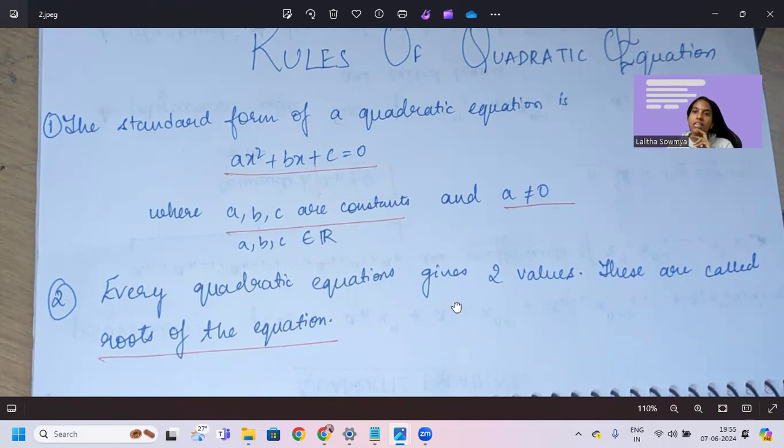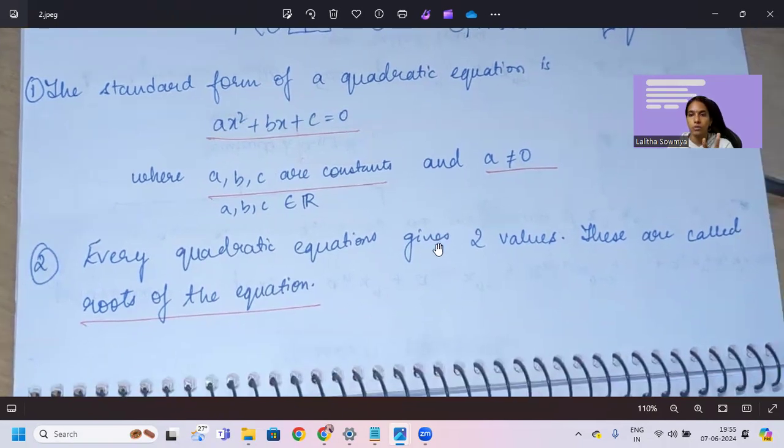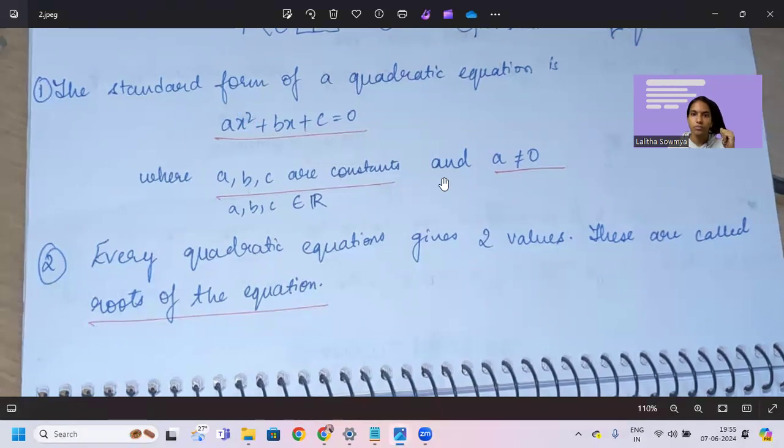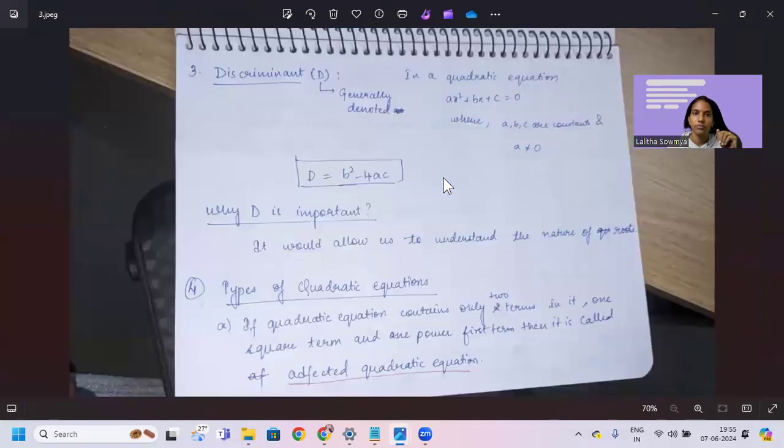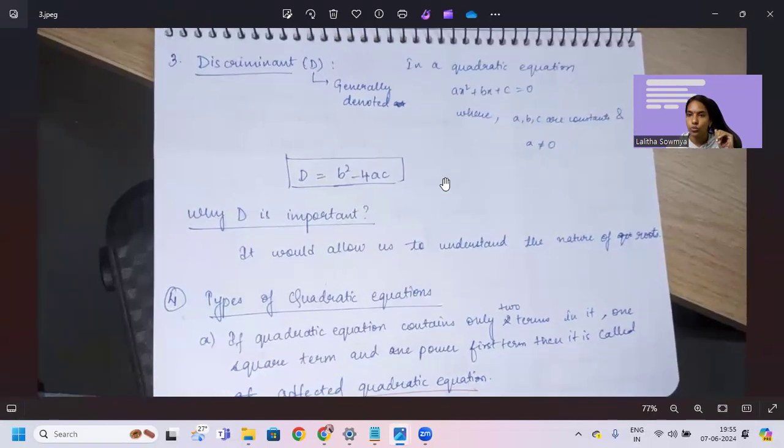So this quadratic equation gives us two values because the power is equal to 2. The power of the quadratic equation is 2, so it gives us two values. And these two values are called roots of the equation. Let's understand what the roots of the equation are. Roots are nothing but, if you solve for the value of x from the equation, we get two values. Those are called roots.